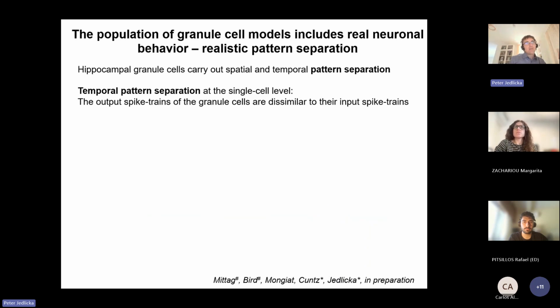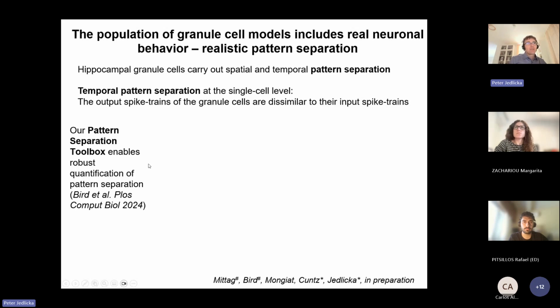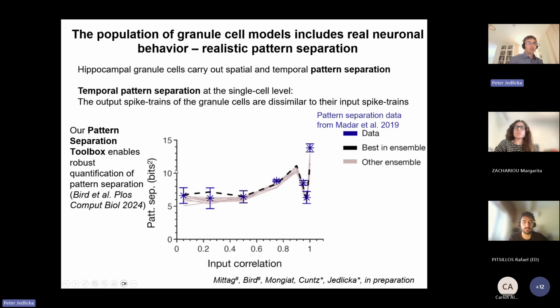Okay, so basically we simulate temporal pattern separation, so separation in time, and that's what I mentioned. We have our pattern separation toolbox. So what we did is that we took data from experiments from Antoine Madar and colleagues.